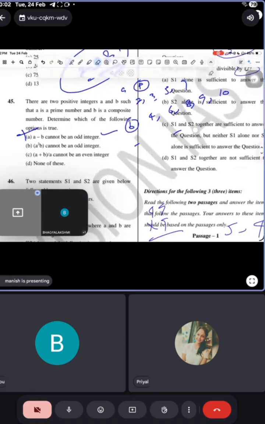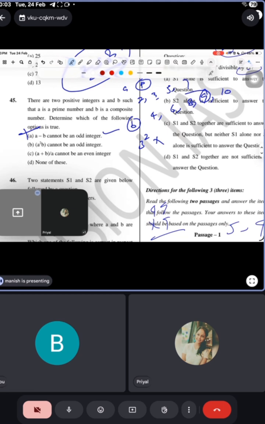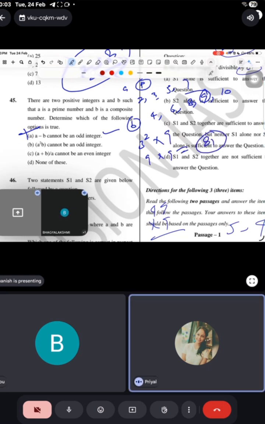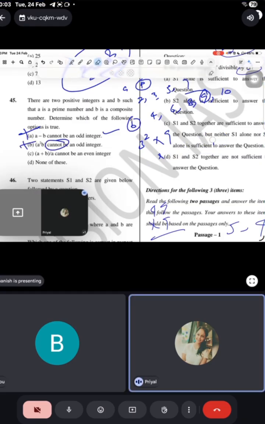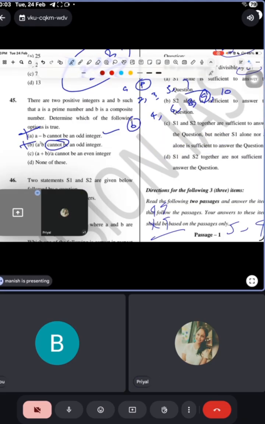Now see, second: a square b cannot be an odd integer. Why cannot it be? See, 3 squared, because 3 is an odd number, then b I take 9. So 9 into 9, so 81. I got an odd integer. It's saying cannot be, so wrong. I told you only one condition I have to prove here. It is a very easy question.